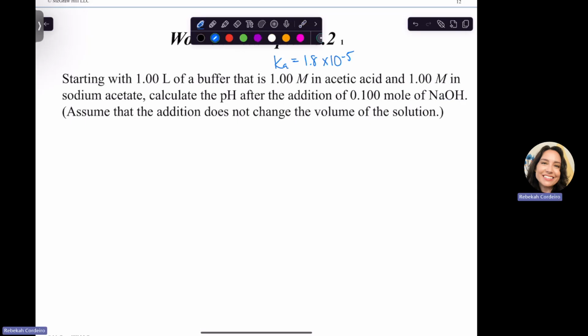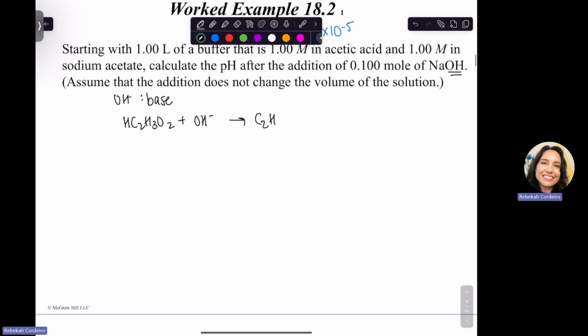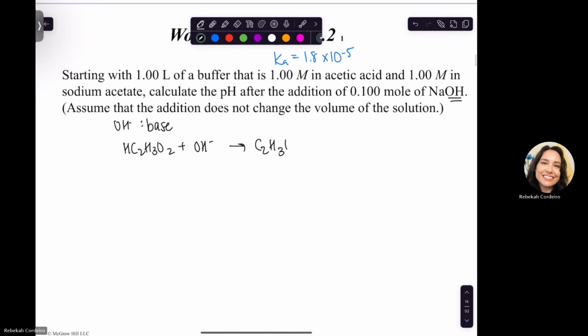Okay, so who is going to react with the added hydroxide? Hydroxide is a base. Who's going to react with the base? The acid. What's the acid? Acetic acid. Acetic acid is going to react with hydroxide. What's it going to make? Let the acid do its job. It's going to make acetate ion and water.